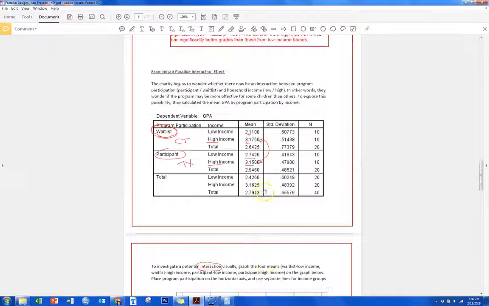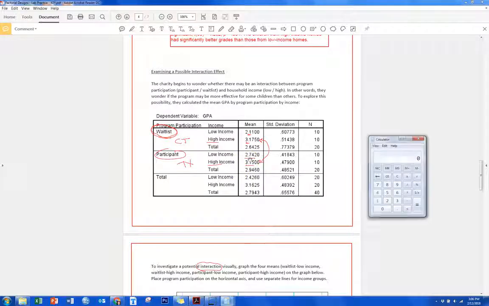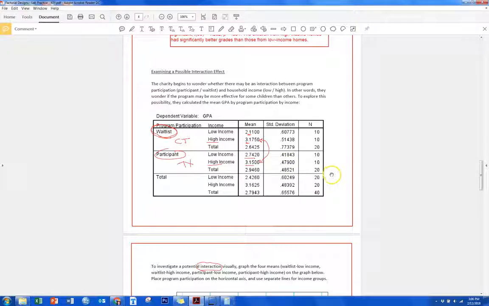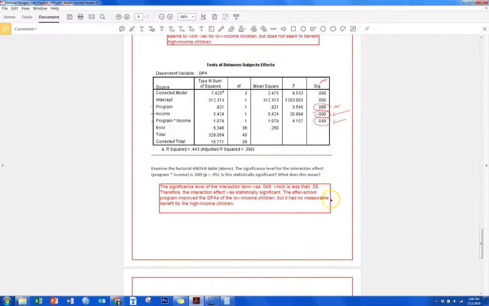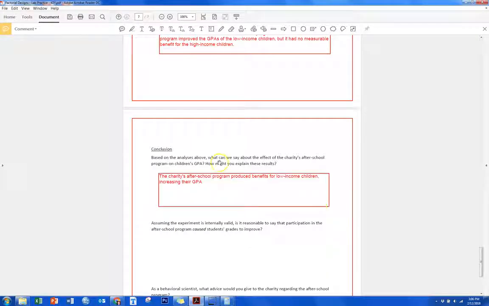If we take a look at the low-income kids here, it went from, let's see here, 2.742 from 0.22. So we have a difference of 0.6. Standard deviation is probably about 0.5. So this is more than a standard deviation, so it is a big difference, a sizable difference, increasing their GPA by a sizable amount, right? So had a big effect, lots of benefit on the GPA.